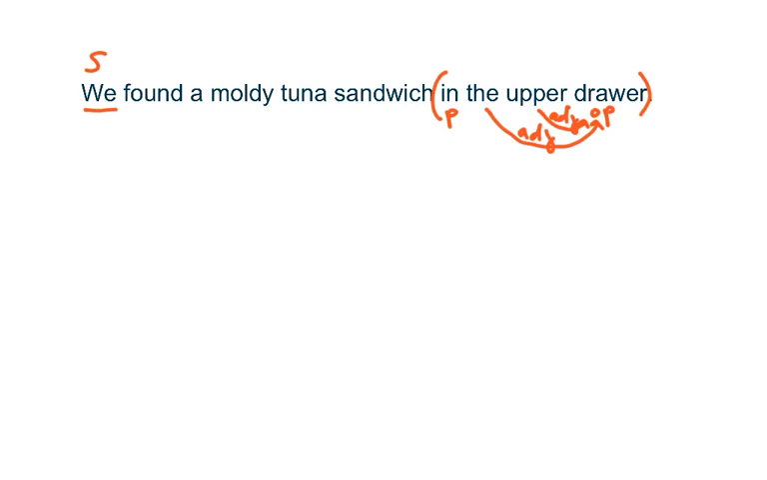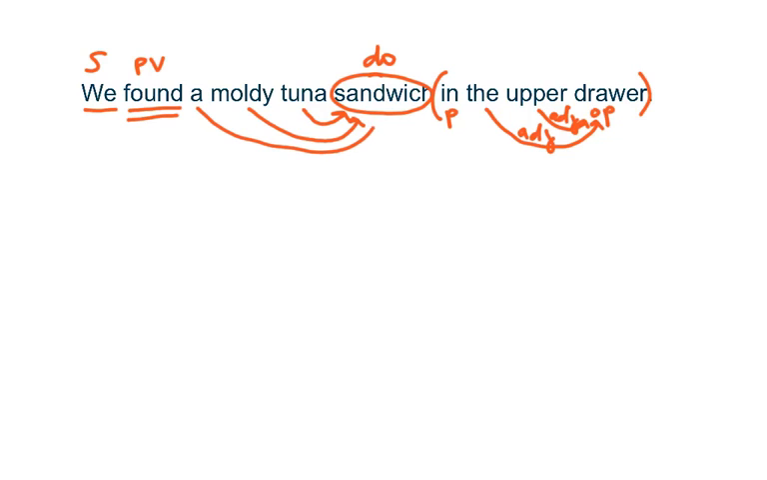What did we do? We found. It's an action verb, so it's our predicate verb. What did we find? Do we know? Yes, we've got a transitive sentence. We found sandwich. Direct object. What kind of a sandwich did we find? A moldy tuna. Three delicious adjectives for that sandwich. ADJ, ADJ, ADJ.